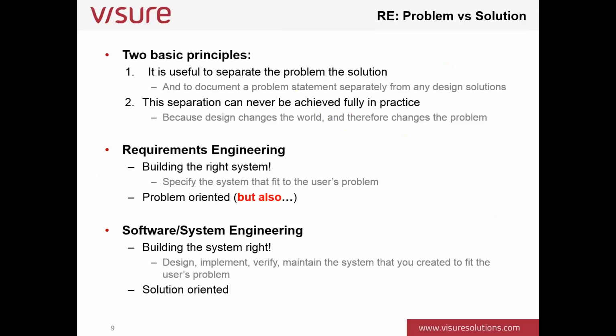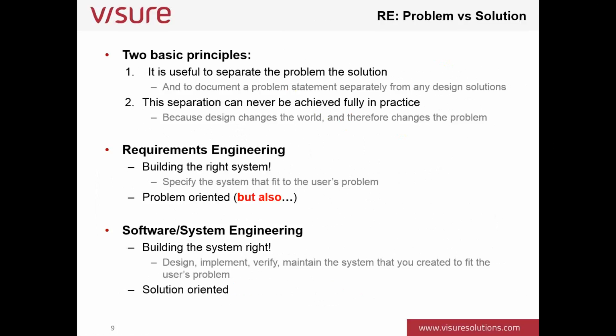So with that in mind, requirements engineering is about building the right system, basically specifying the system that fits the user's problem. So it's more problem oriented, not just problem oriented, because in fact part of the requirement specification is the proposed solution. So it's also going into the solution partially, but firstly it is problem oriented, and then we will gather some solution for those problems. But we have to start with the problem, and then software and system engineering is building the system right.